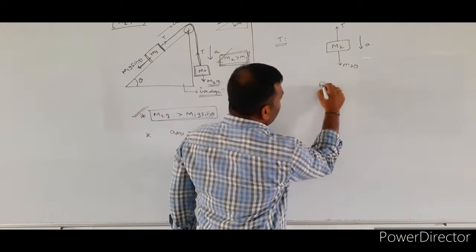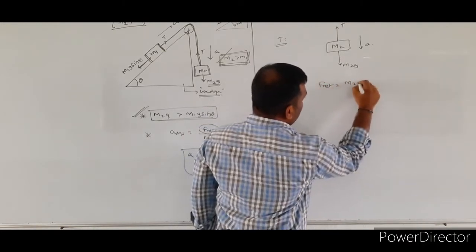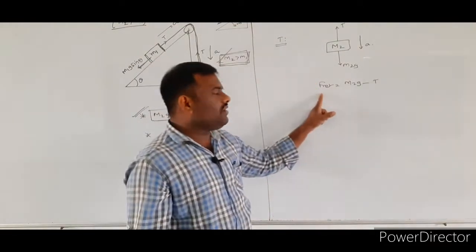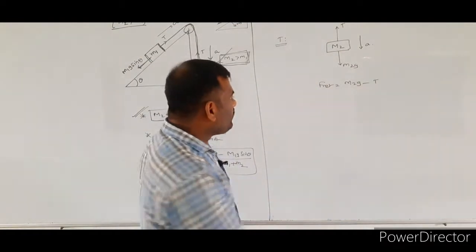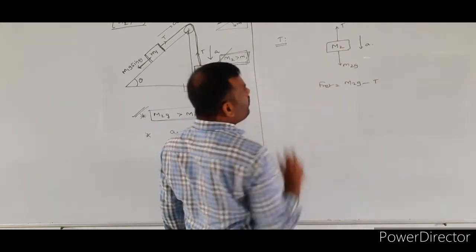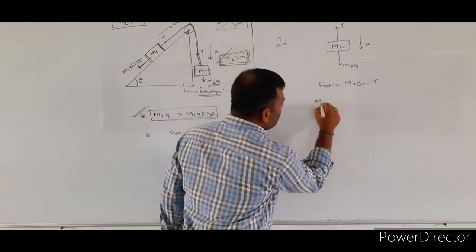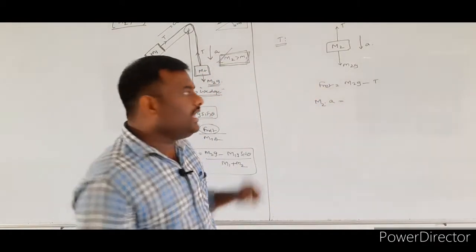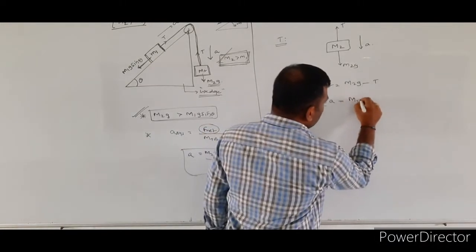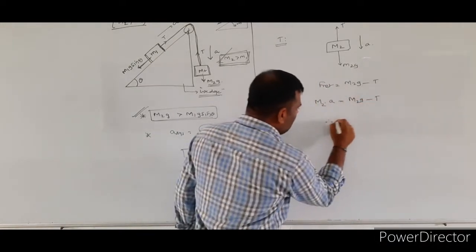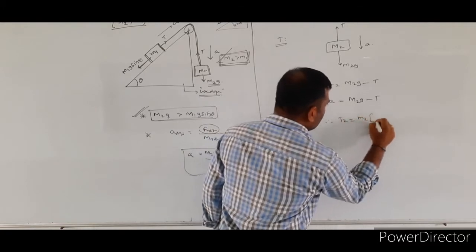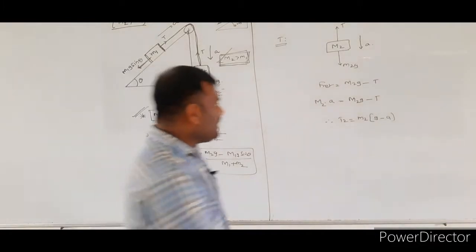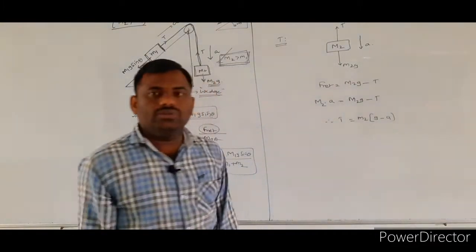So here F net is equal to m2g minus T. What is the F net? The net force acting on the block of mass m2. According to Newton's second law, F net is equal to m2 into a, and that is equal to m2g minus T. Therefore, T is equal to m2 into g minus a. So T is equal to m2 into g minus a.